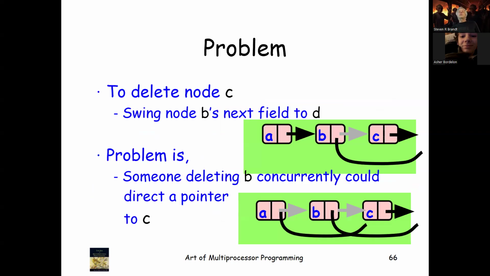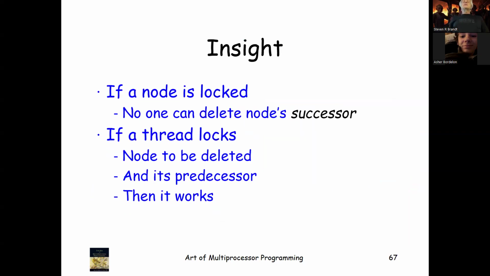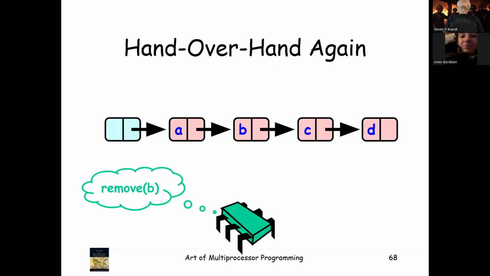So the problem is to delete node C, we swing B's next field, and someone deleting B could concurrently point to C. And so the insight is that if a node is locked, no one can delete the node's successor. And if a thread locks the node to be deleted and its predecessor, then it works, right?